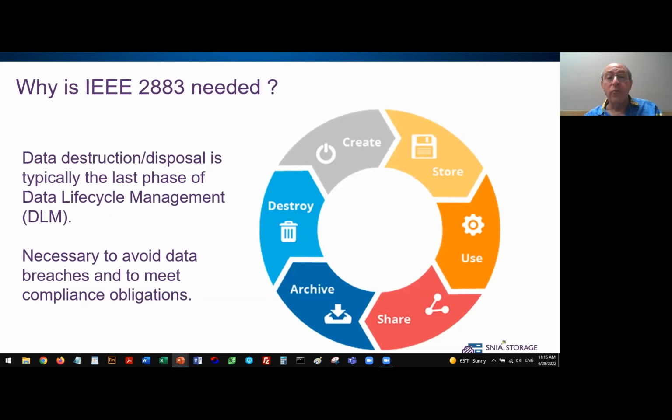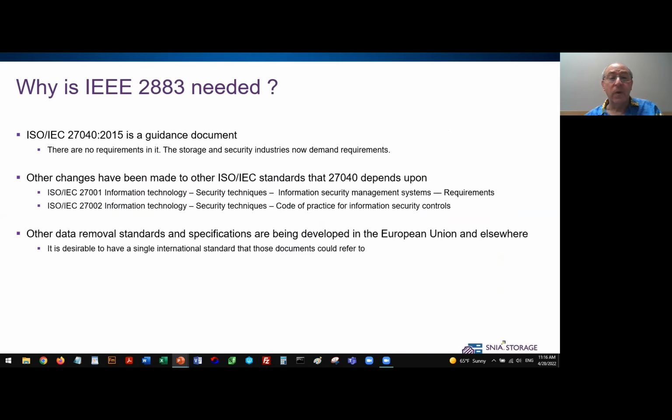Again, we want to reuse things as much as we can. Well, before we reuse something, we want to make sure that any data that we are sensitive to is gone before it's reused by somebody else out of our control. I mentioned that the existing 27040 is a guidance document. Well, people want requirements now.